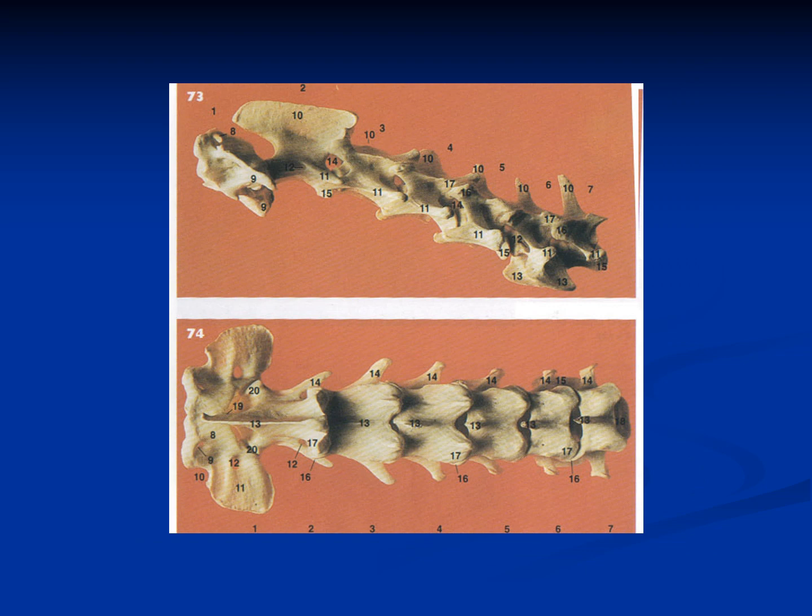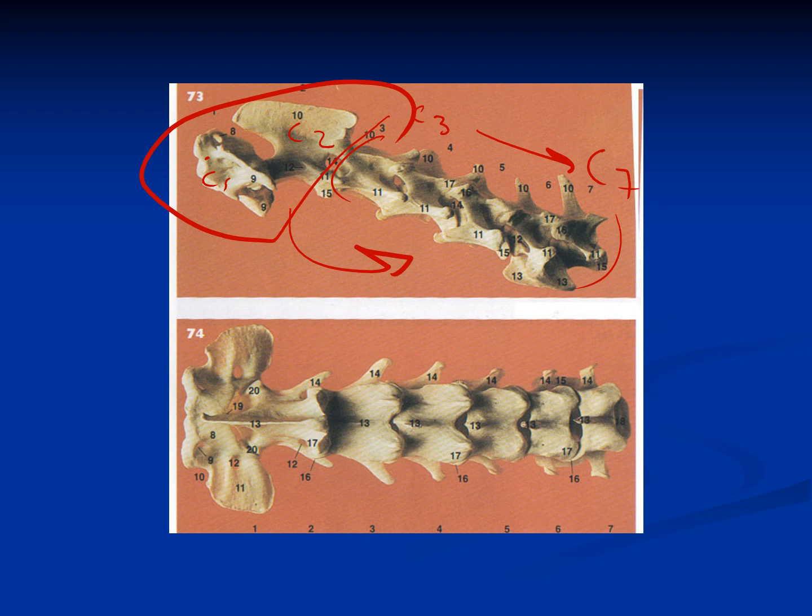So we'll start with this one. This is the C1, this is the C2, and then we have the C3 till C7. See this one, this is the C1, the C2, they are considered atypical. You can see the difference in shape comparing them with C3 to C7. Again, this is the C1, C2, and these are from C3 to C7.